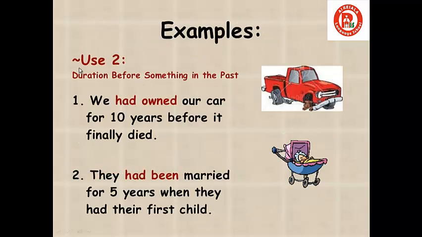Okay, so the second usage, I mentioned the duration before something in the past. So I'm going to tell what is the time, how long it takes. So we had owned our car for 10 years before it finally died. Okay, for 10 years before it finally died. So this means that owning the car took time, it was the first action, and then what happened to the car? It finally died or broke down. Okay, so it doesn't work anymore.